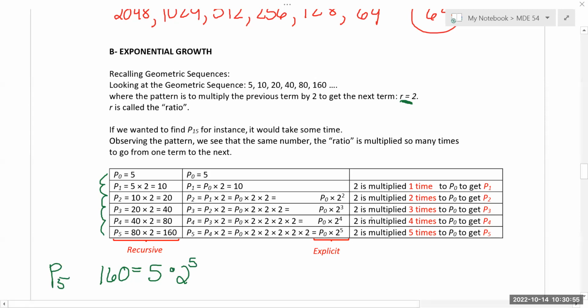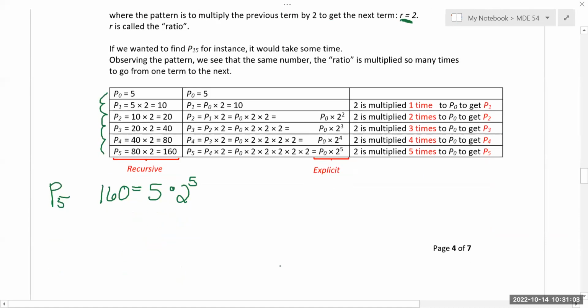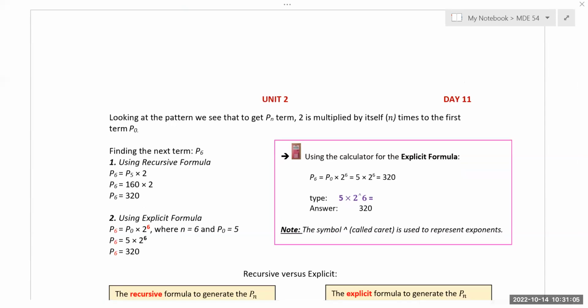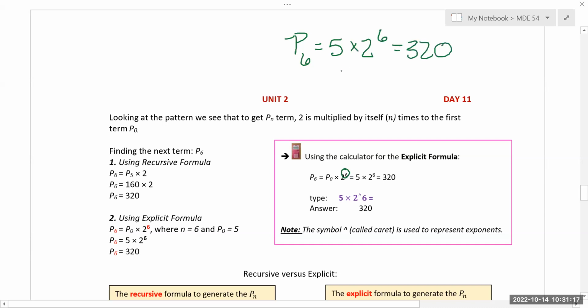So that's your explicit formula, whereas doing the one before is your recursive formula. So if we keep going with that pattern, P of 6 then would be 2 to the 6th. So P of 6 would be that initial 5 times 2 to the 6th, which is 320. That's 5 times 2 caret 6 on the calculator. Then if we wanted to, so with recursive, take the 160 times 2. With explicit, take the 2 to the 6th power.